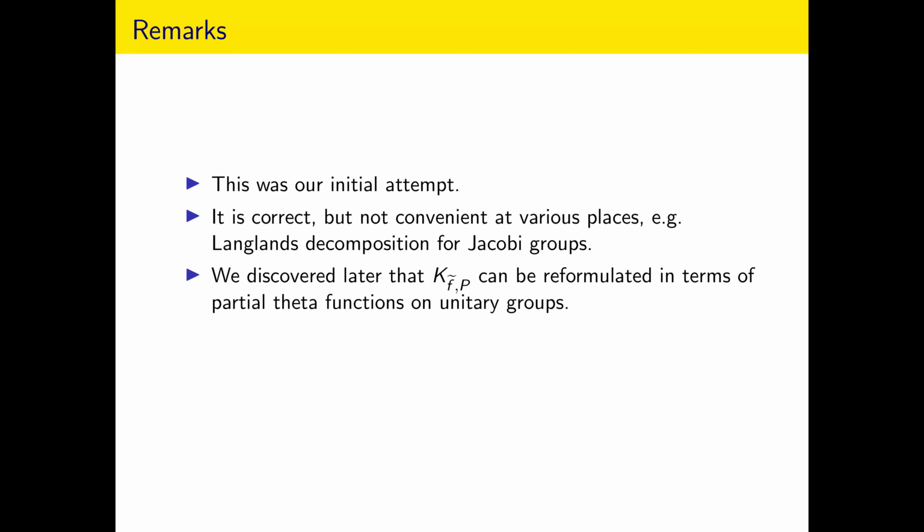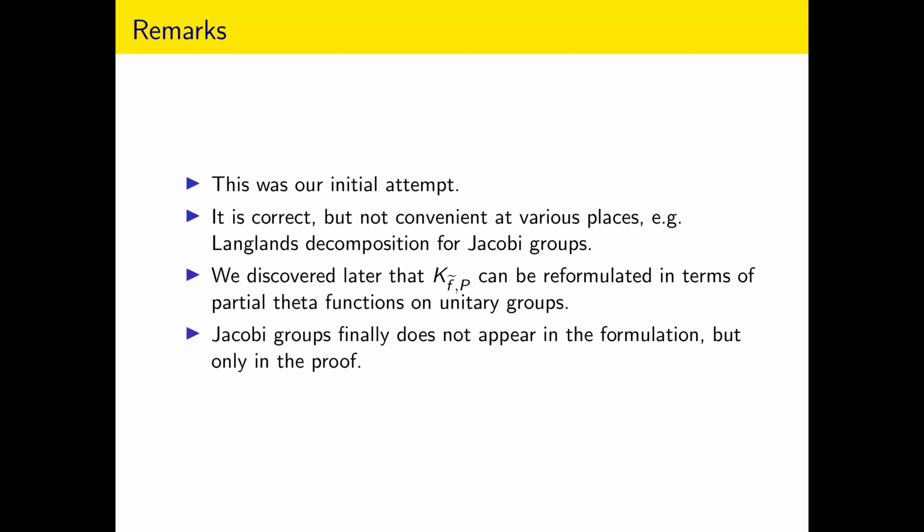So we discovered later that these constant terms in terms of the Jacobi groups can be reformulated a little bit in terms of partial theta functions. For theta functions, you take the summation of the Schwartz functions. But for partial theta functions, you take the summation of some part, integrate some part, and evaluate at zero for some other part. It's like a mix of various evaluations. That's the so-called partial theta functions, and we can reformulate everything in terms of them. So the Jacobi groups, even though they play a major role in the way of thinking, finally do not appear in the formulation, but only in the proof.